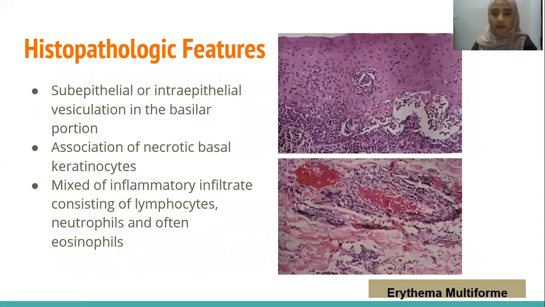Next are the histopathological features of erythema multiforme. There will be subepithelial or intraepithelial vesiculation in the basilar portion, as shown in the picture above here, and there will also be an association of necrotic basal keratinocytes. The picture below shows a mixed inflammatory infiltrate consisting of lymphocytes, neutrophils, and often eosinophils, which sometimes may be arranged in a perivascular orientation, as shown in the picture here.